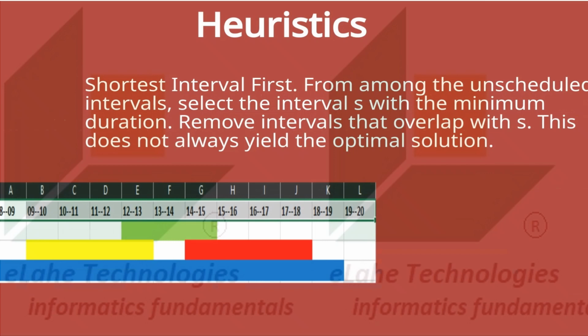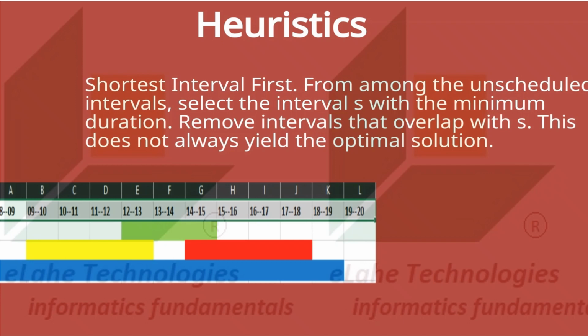Next we look at the shortest interval first heuristic. From among the unscheduled intervals, we select the interval S with the minimum duration. Then we remove intervals that overlap with S. This does not always yield the optimal solution.